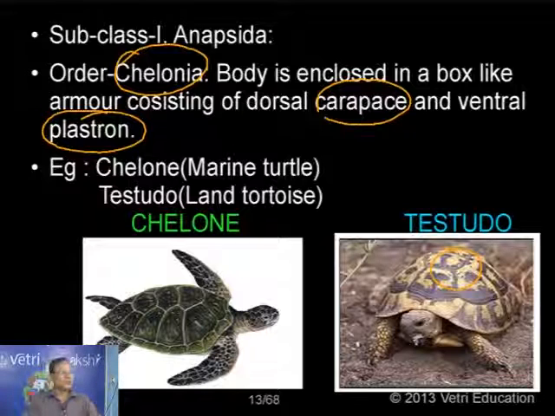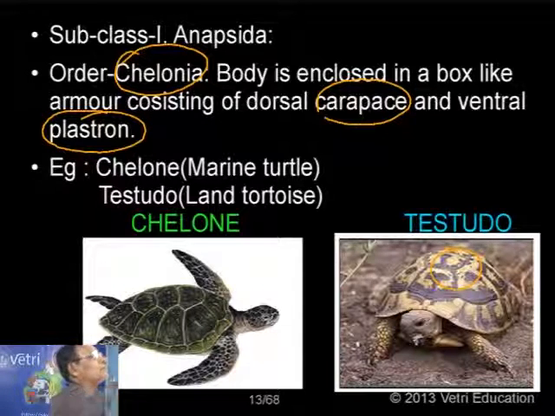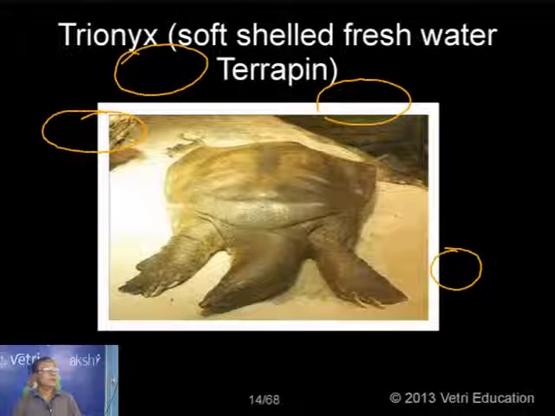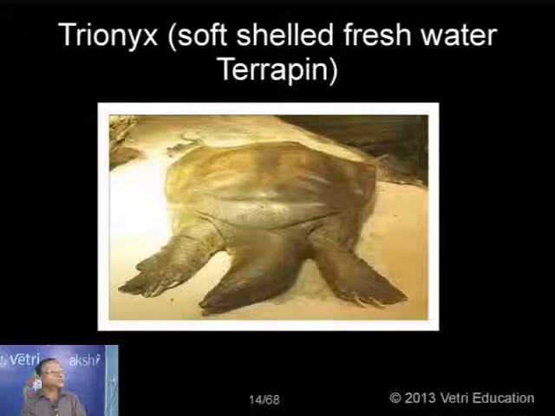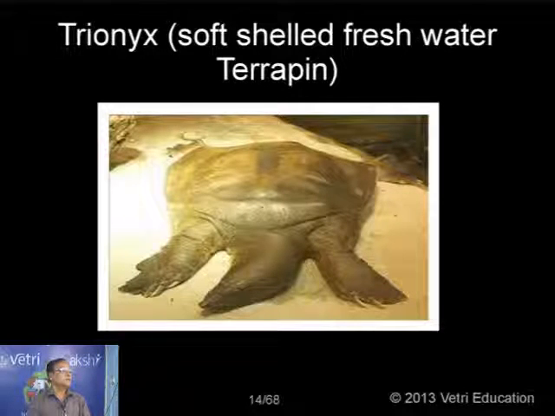Testudo is normally kept as an ornamental animal nowadays. Some people even keep it as a pet animal in foreign countries. Now another example in this case is the terrapin. You may not have heard this word terrapin. So what is a terrapin?